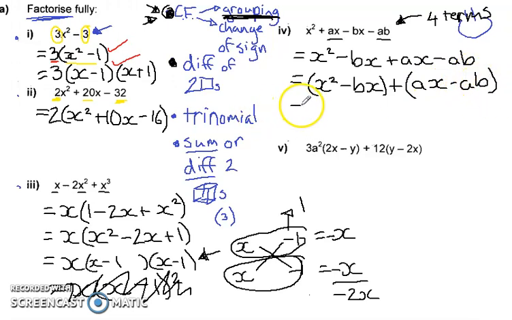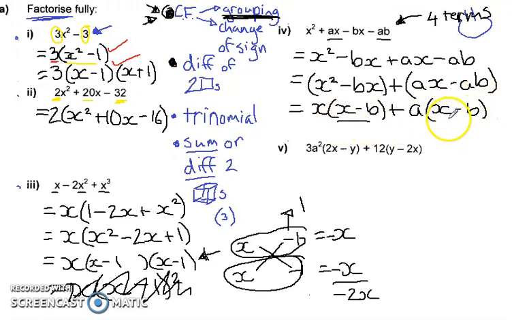Let's take out common factors within those brackets. The first bracket has a common factor of x. And I'm left with x minus b, and this is going to work out beautifully. The second bracket has a common factor of a. So I'm left with x minus b. And look at that. We have a common bracket, which is the same as saying a common factor. So I'm going to take out x minus b as a common factor, and I'll be left with x plus a. Isn't that beautiful? Makes me happy.